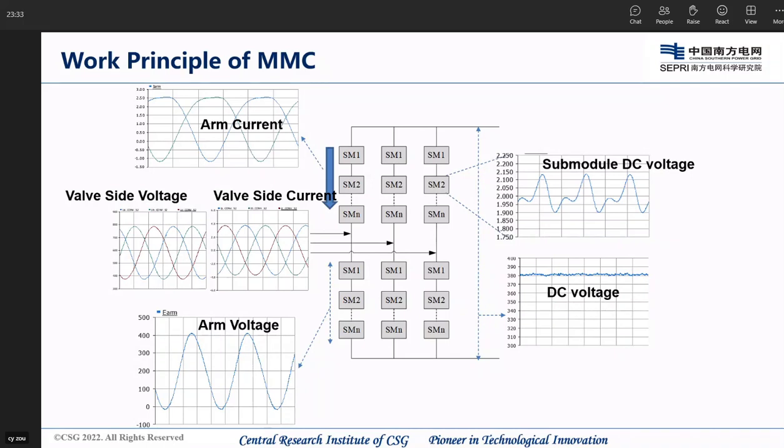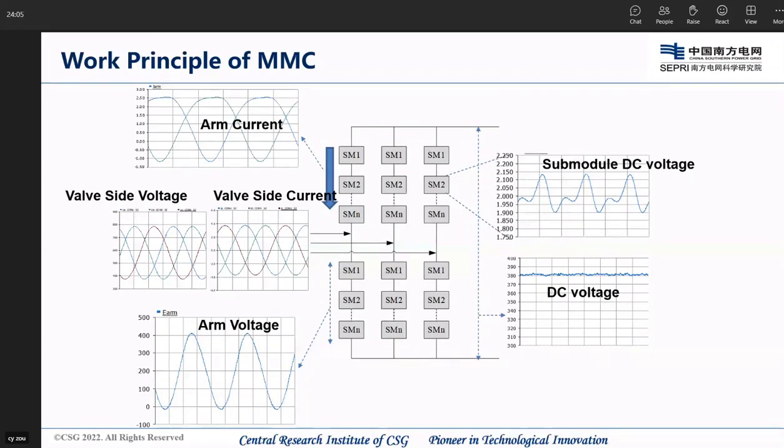You can see there is a big fluctuation. This is why the capacitance should be big enough to suppress the fluctuation. This is the main drawback of the MMC topology. We need to use a lot of capacitors inside the topology. Although all the capacitors are low voltage, there are so many, and this is why it makes the system expensive.